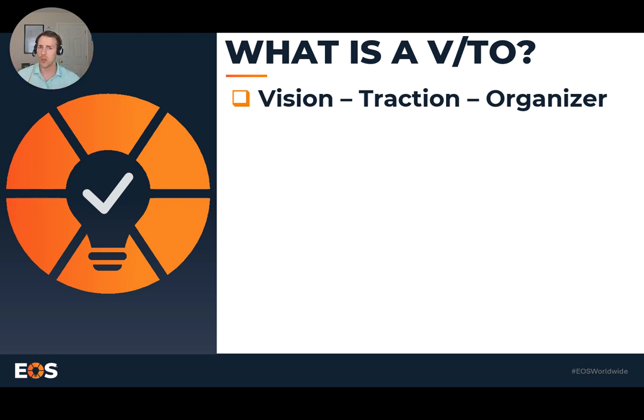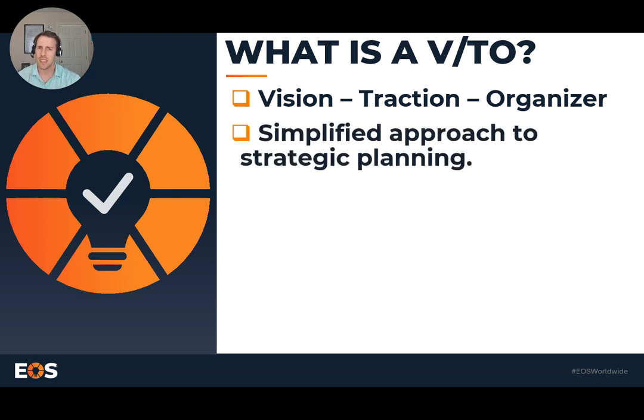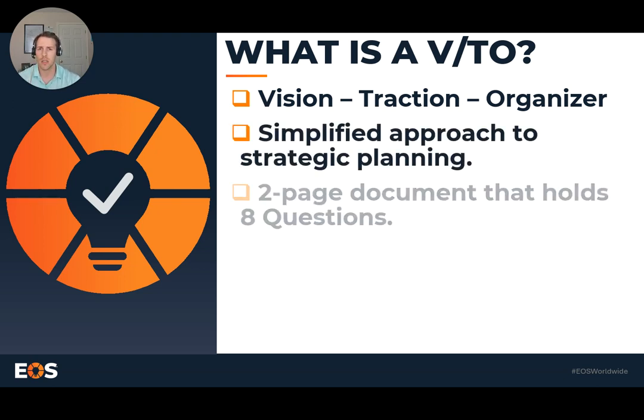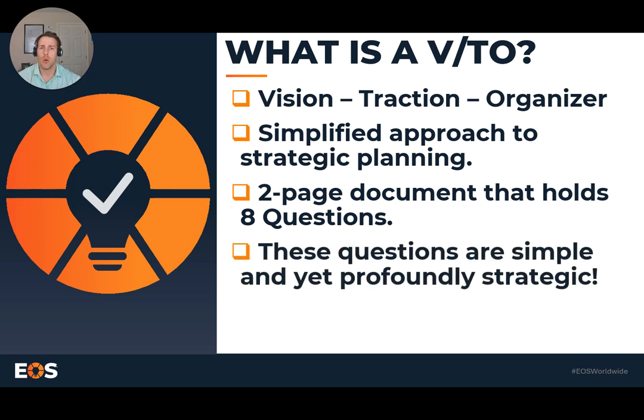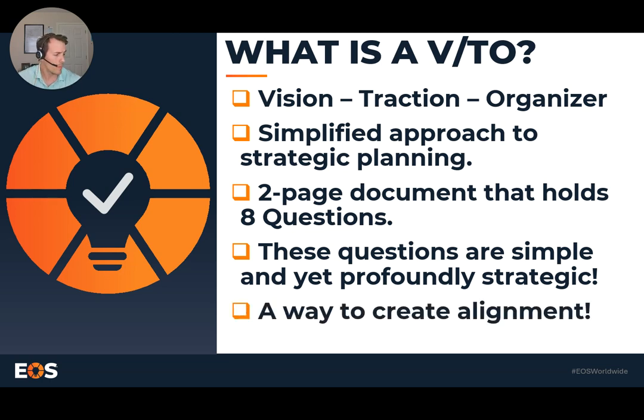And so VTO for short, vision, traction, organizer. It's a simplified approach to strategic planning. It's another way to say it. It's a two-page document that holds 8 questions. And so if you want to get clear on where you're going and how you're going to get there, answer 8 simple questions. These questions, like I said, are simple, but they're profoundly strategic. And so that's what makes EOS extremely powerful, is that it's a simplified approach to running your business. And so it's a way to create alignment. And ultimately, that's what you're trying to create, is alignment within your company.